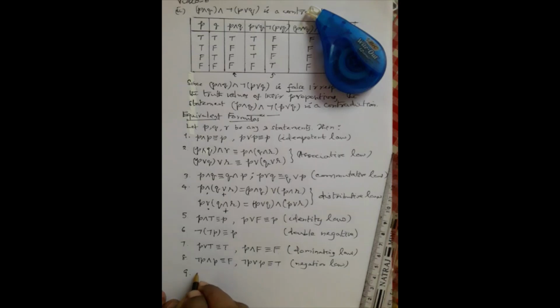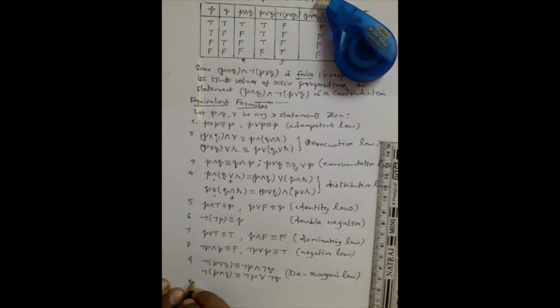So the next one is De Morgan's law. De Morgan's law states that negation of (P or Q) is, when you multiply the negation inside, 'or' becomes 'and': negation P and negation Q. And negation of (P and Q) is negation P or negation Q. This is De Morgan's law.